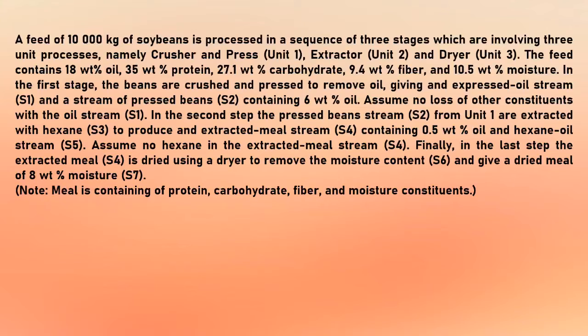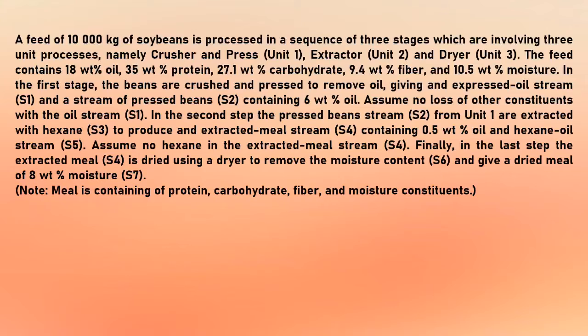A feed of 10,000 kg of soybeans is processed in a sequence of 3 stages, which consists of crusher and press Unit 1, extractor Unit 2 and dryer Unit 3. The feed contains 18 weight% oil, 35 weight% protein, 27.1 weight% of carbohydrate, 9.4 weight% of fiber, 10.5 weight% of moisture. In the first stage, the beans are crushed and pressed to remove oil, giving an expressed oil stream S1 and a stream of pressed beans S2, containing 6 weight% of oil. Assume no loss of other constituents with the oil stream.